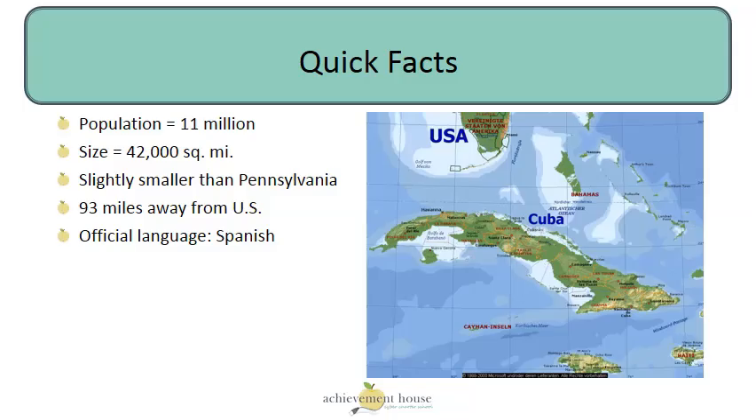Let's look at some quick facts. The population of Cuba is 11 million people. Its size is 42,000 square miles. It's slightly smaller than the state of Pennsylvania. It's only 93 miles away from the United States, and its official language is Spanish.